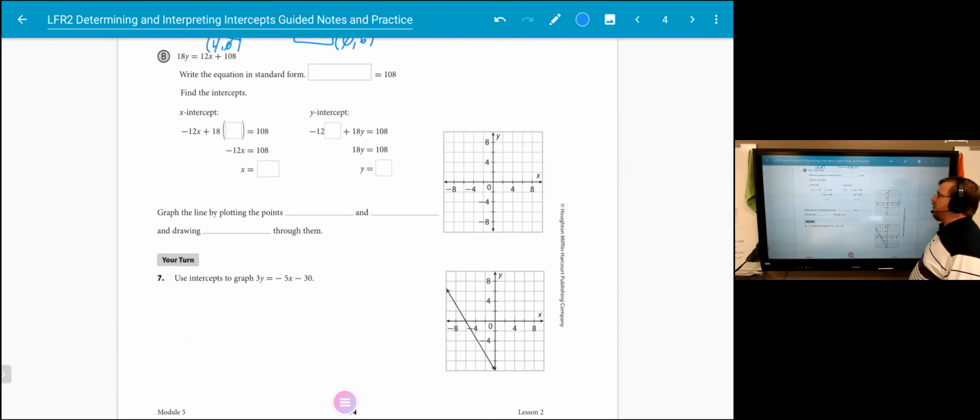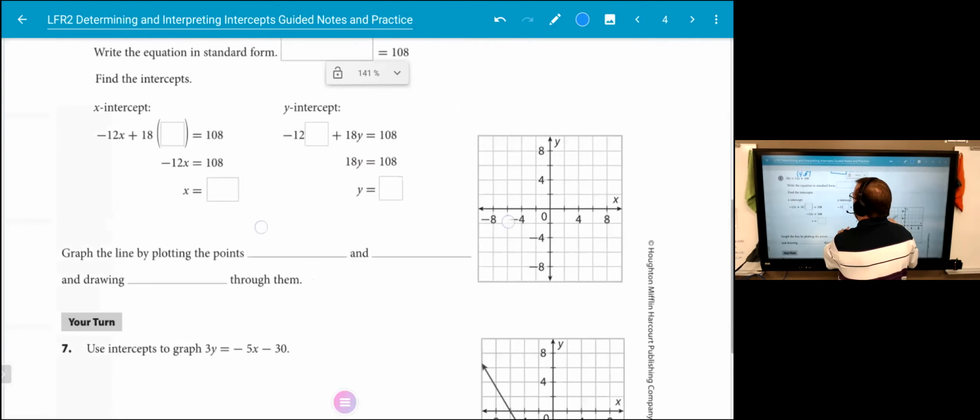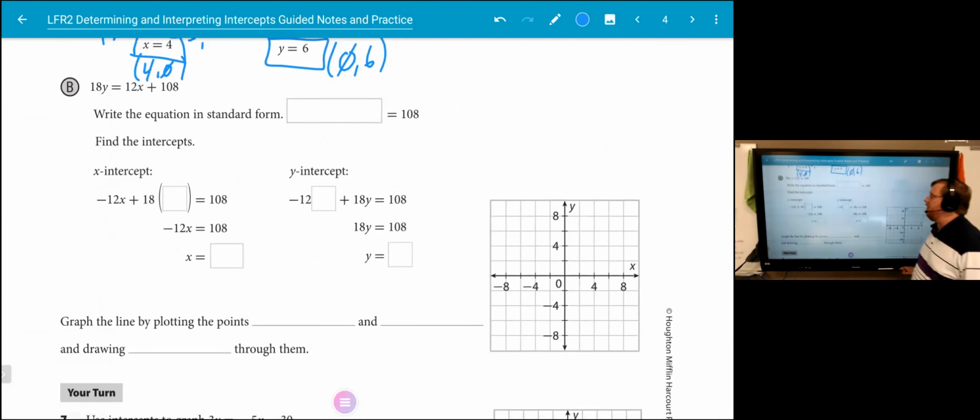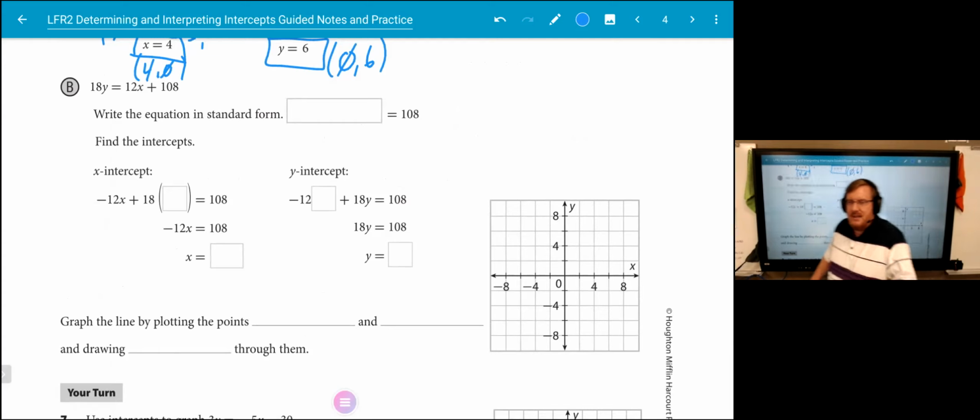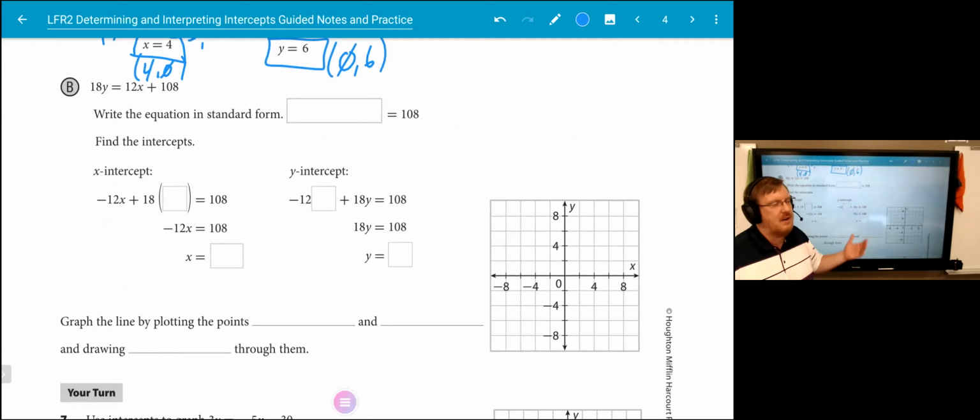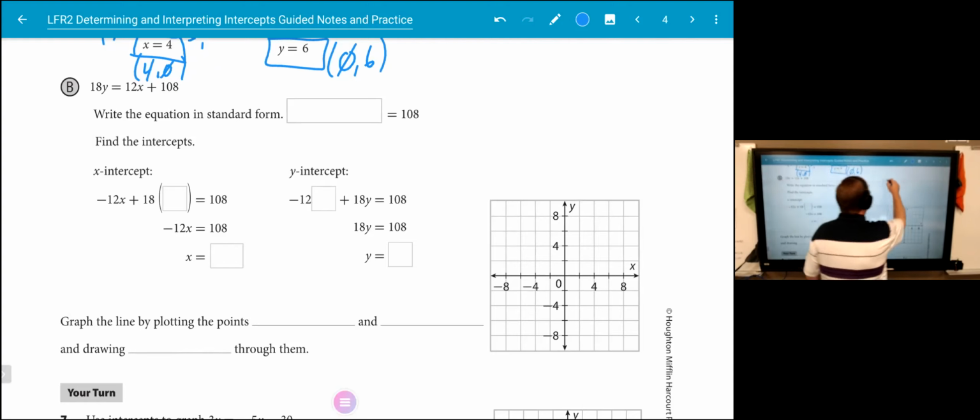So let's look at part B. It says 18y equals 12x plus 108. You could do standard form, and we can take a minute and think about this. Standard form just means the variables x and y are on one side of the equal sign and the numbers on the other. I don't want to do it like that. I'm going to do it straight from here.